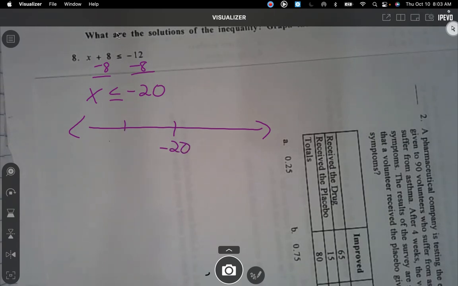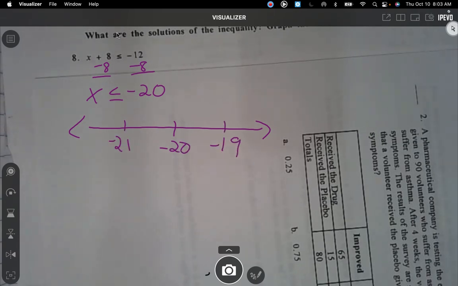All right, number 8, what do I do on this one? It says, what are the solutions and graph it? Two things, okay? So how do I solve for x? Subtract 8. Make sure you do the opposite. What is negative 12 minus 8? Negative 20. Okay, so then on my number line, I've got the number negative 20. Put a few numbers around it.